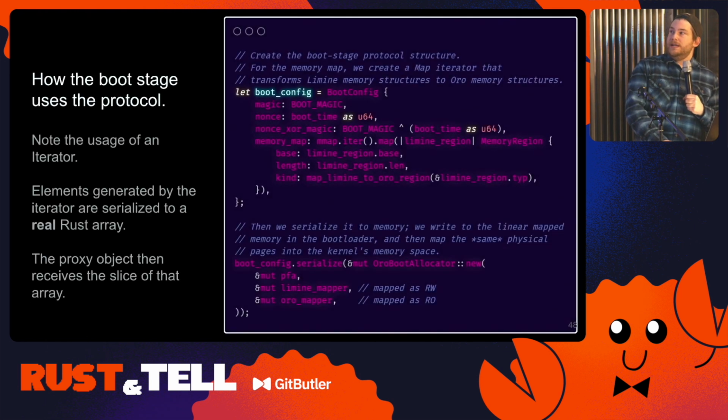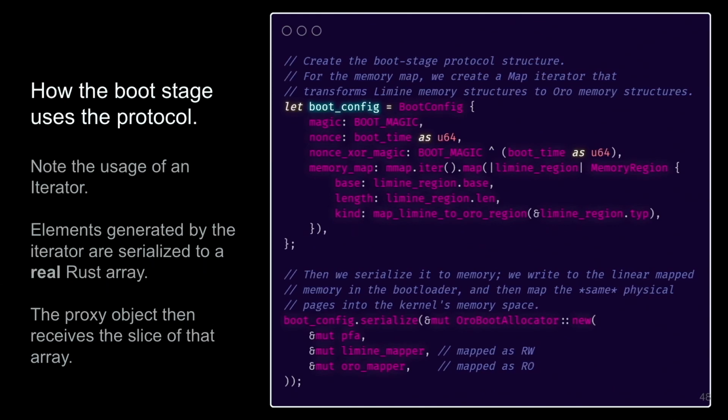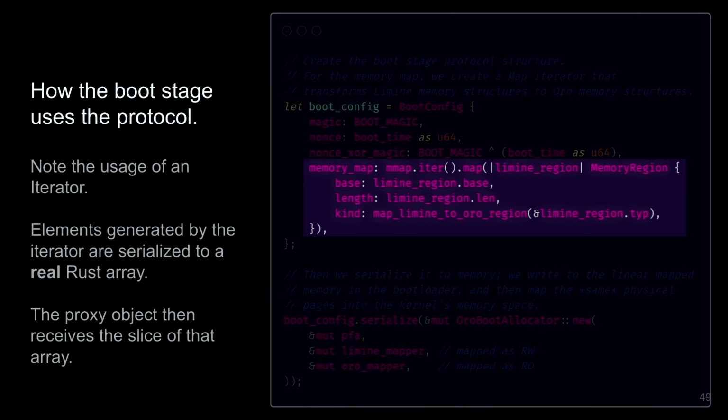So this is how the boot stage would use the protocol. It initializes everything, like these magic, nonce, and nonce XOR magic. These are all bog standard. They're just copyable numbers, nothing really special. But here's where it creates this iterator, right?